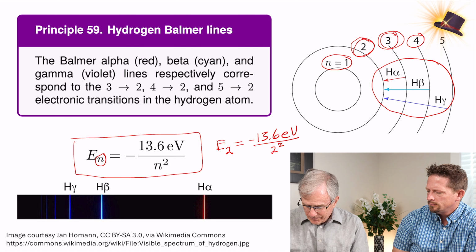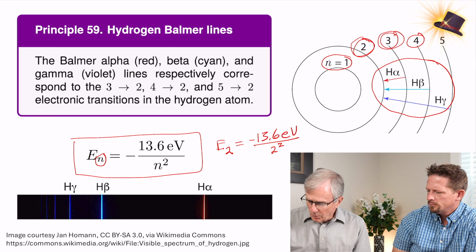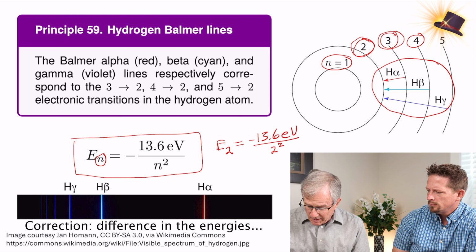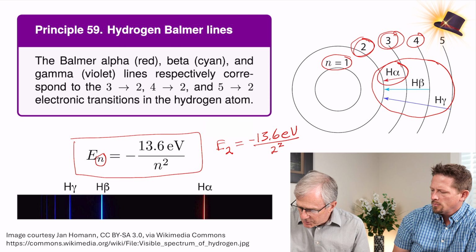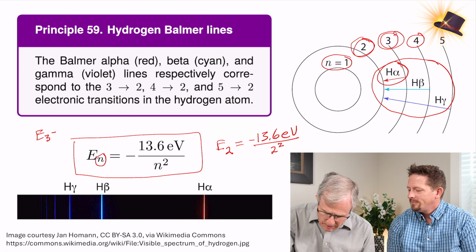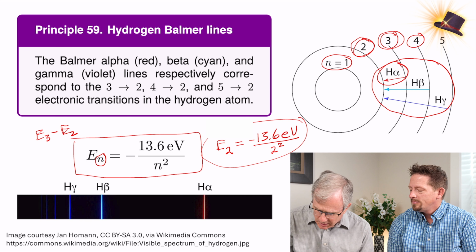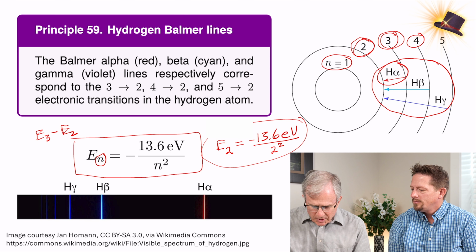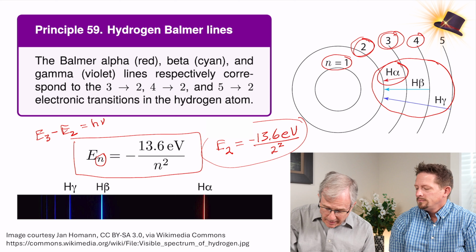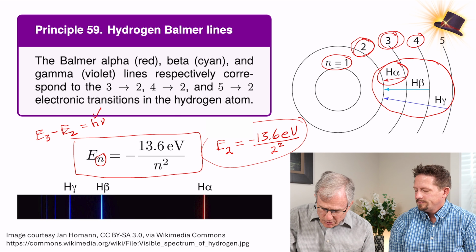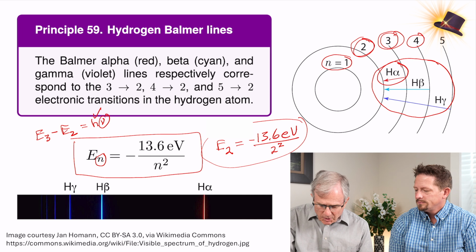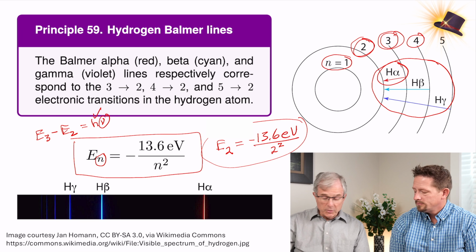And it's easy to work out what the difference in the wavelengths would be also, because for example, for the hydrogen alpha, it'll be E3 minus E2. Here we've worked out what E2 is. You work out what E3 is, you plug it into that, equals h times nu, you plug in h, and you can solve for the frequency of the photon that's emitted.